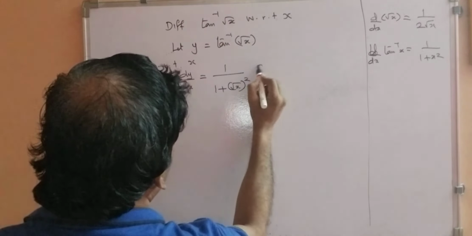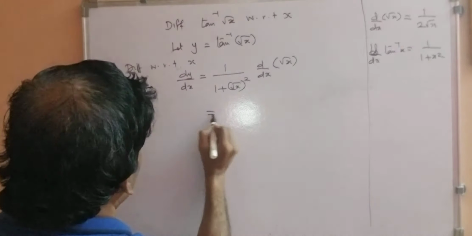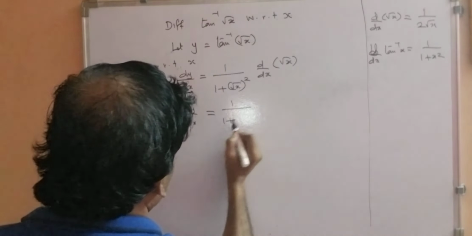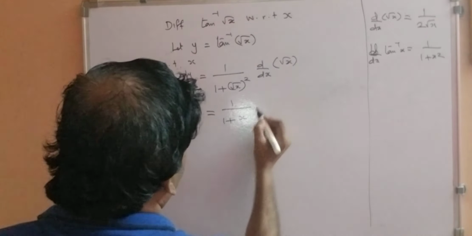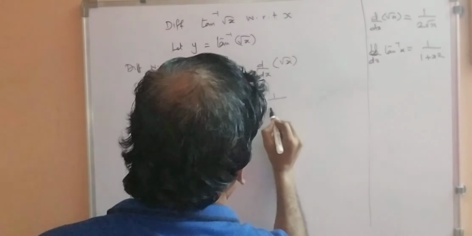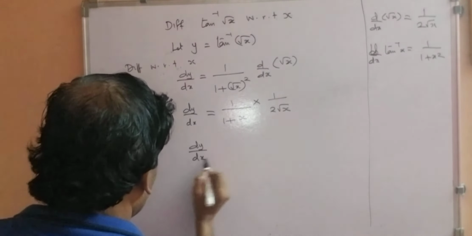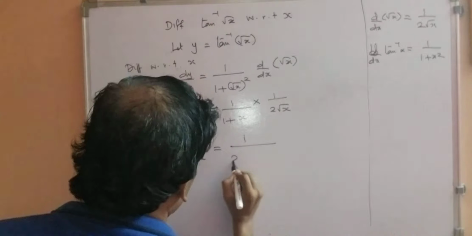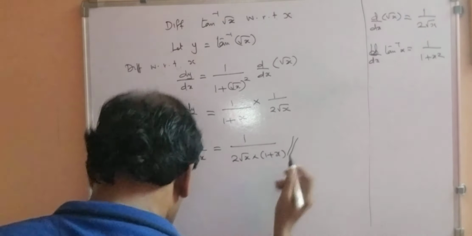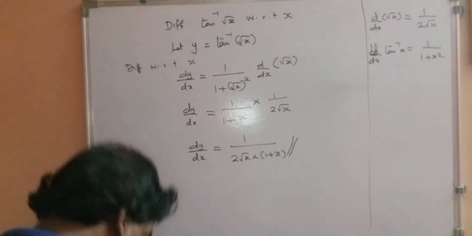into d by dx of root x, is equal to 1 upon 1 plus, what is square of root x? x, into what is the derivative of root x? I told you 1 upon 2 root x. So, dy by dx equal to 1 upon 2 root x into 1 plus x. This is how we can do it. Now, other types you will see in the next class. Okay.